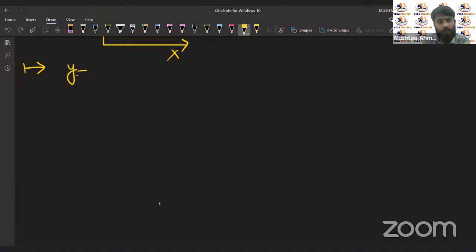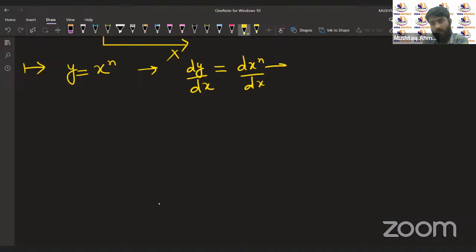Suppose that we have a polynomial function like this, y equal to x raised to the power n. We know that the derivative of x to the power n with respect to x is nothing but n x to the power n minus 1. So this is the derivative of a polynomial function.